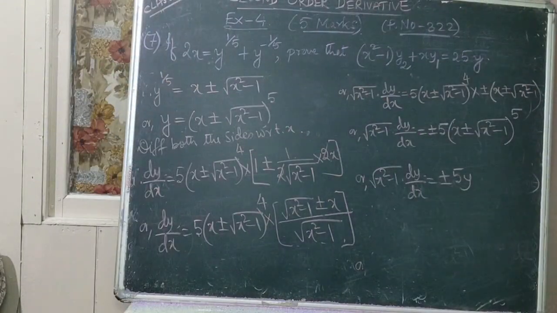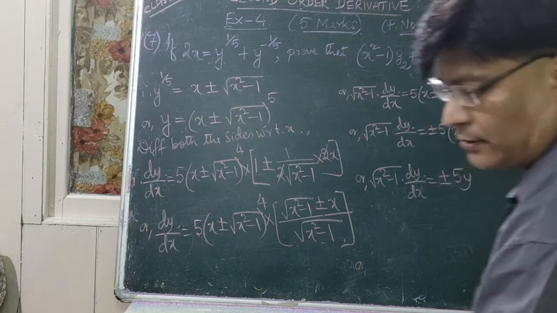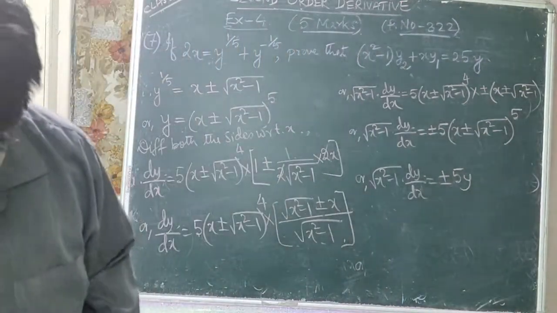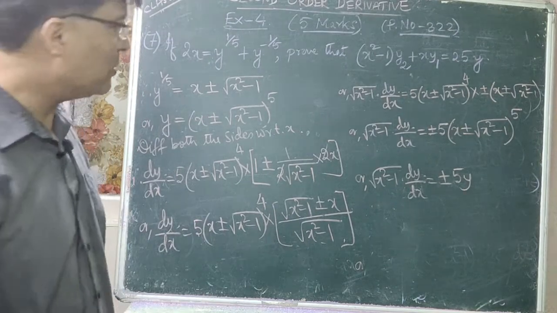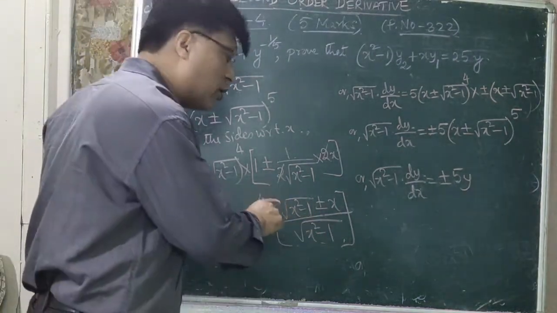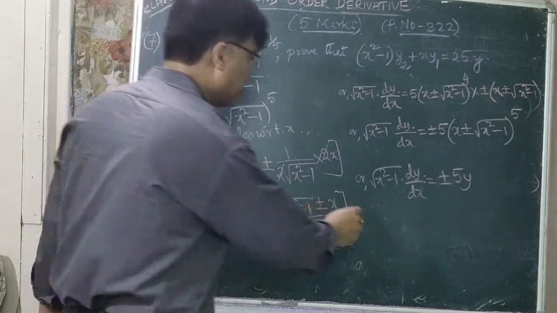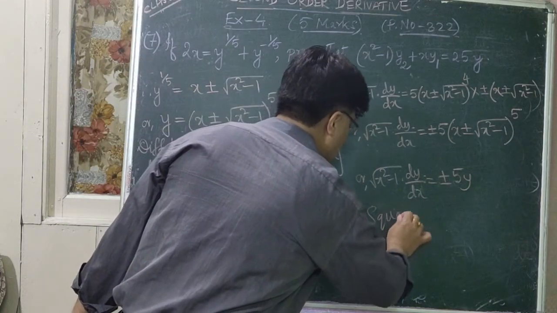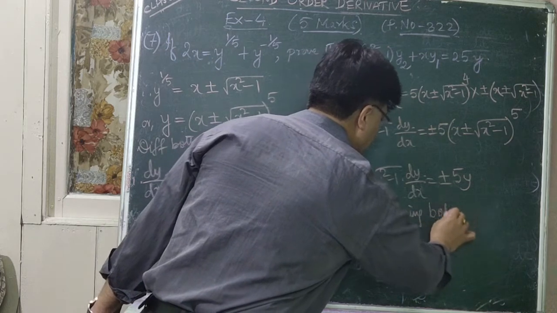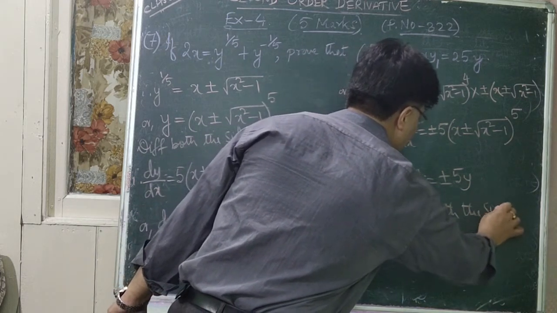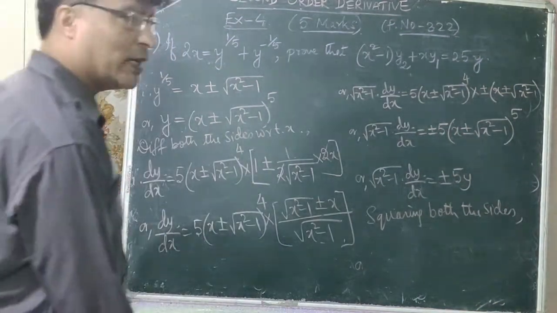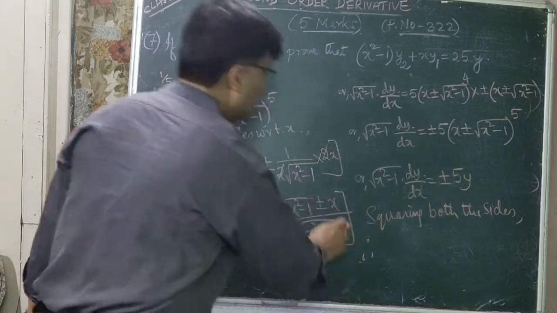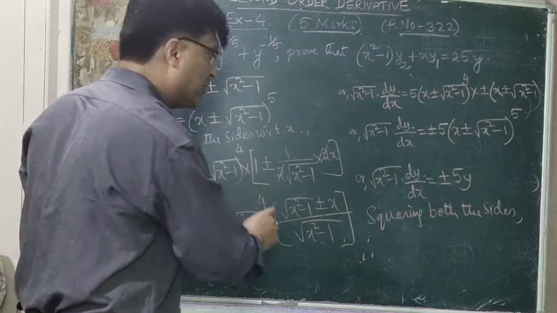Now in the next step, what will you do? Remove this square root. That means you have to square both the sides in order to remove the square root from the left hand side. Okay. So squaring both the sides. What do we get squaring both the sides? Therefore, the square root will be removed from the left hand side.